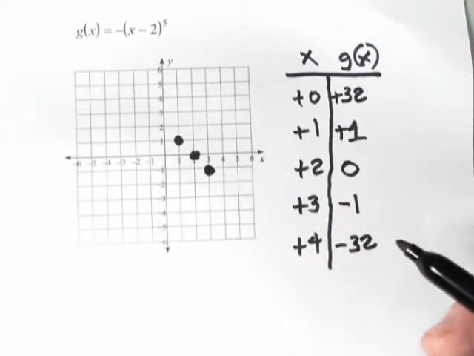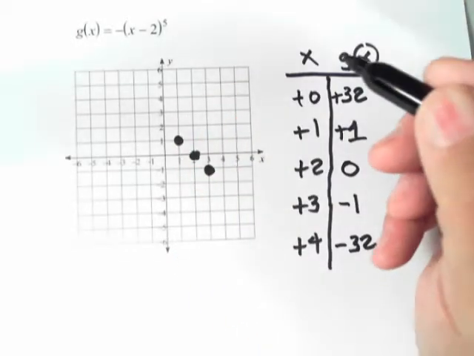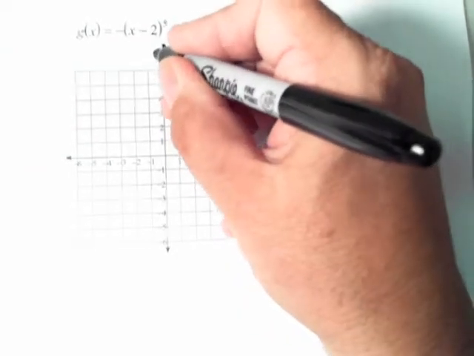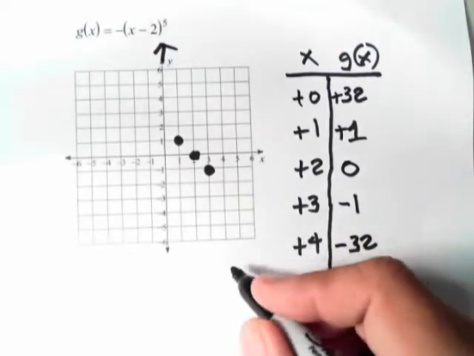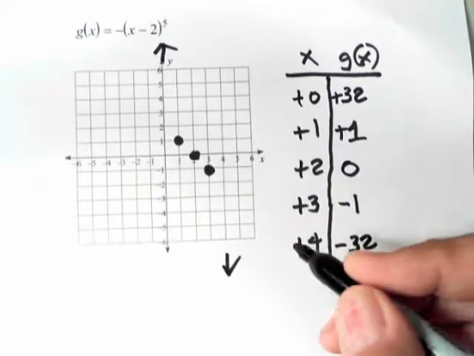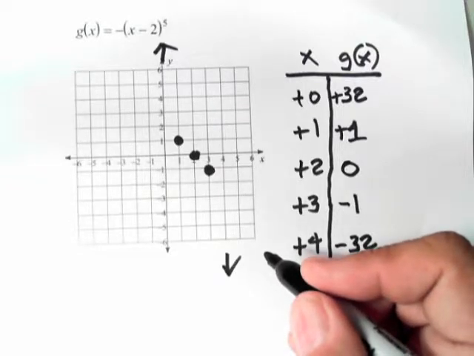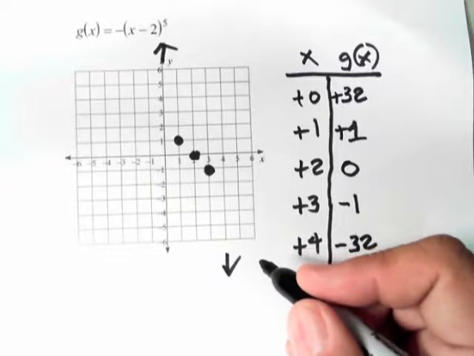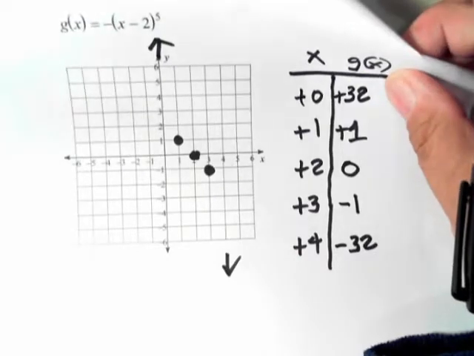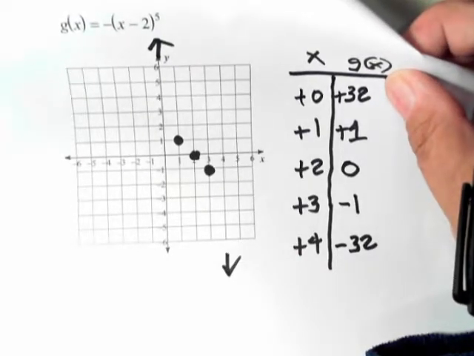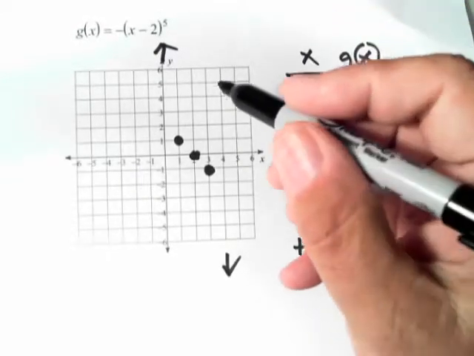Now, let's kind of indicate what happens with these other guys. At x equals plus 0, we're at plus 32, which is way up here. And at x equals plus 4, we're at negative 32, which is way down there. So that gives us some guidance as to what to do here in working this guy up. So here we go. Again, 5th power. Okay, we're going to have curves in this thing.